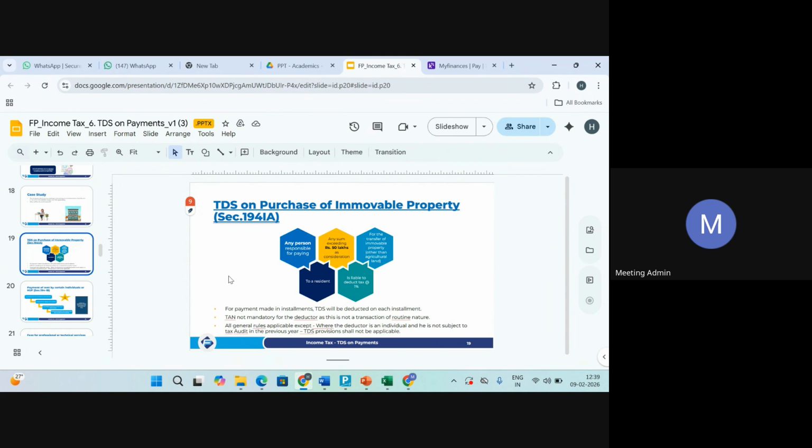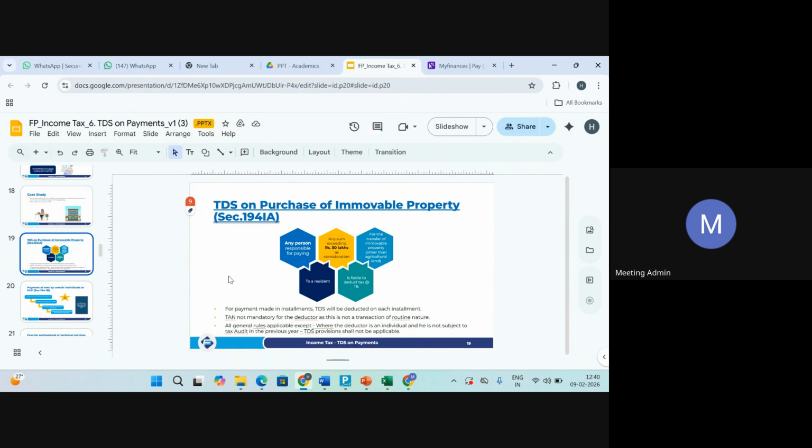Just take it as an example. If you recently bought a property and you are paying in installments, then at that particular time the deductor can deduct and pay on your behalf, or else, if you want, you can pay installment-wise yourself. Okay, and TAN is mandatory for the deductor.